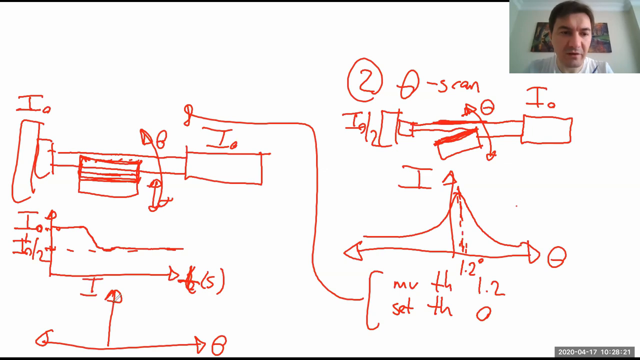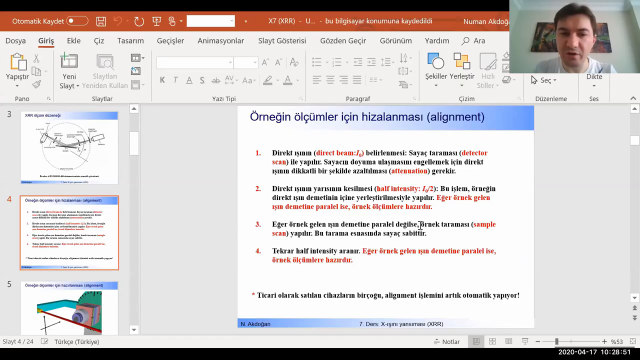So now if you have exactly the correct position for the sample, if the maximum is staying at zero, I mean, if the half intensity is staying at zero, then it means that you have half intensity at the detector and the sample cuts half of the beam. This was the third one. And now, what about the fourth one?